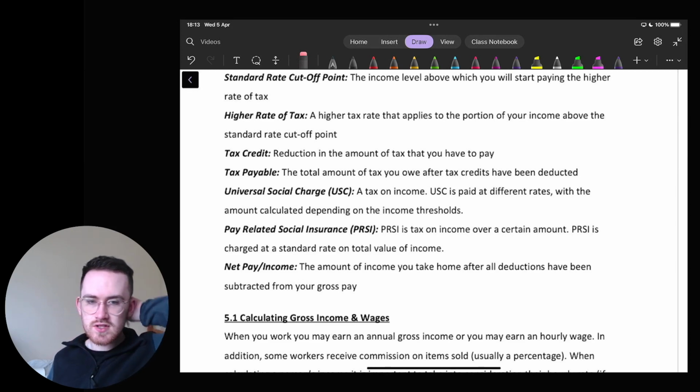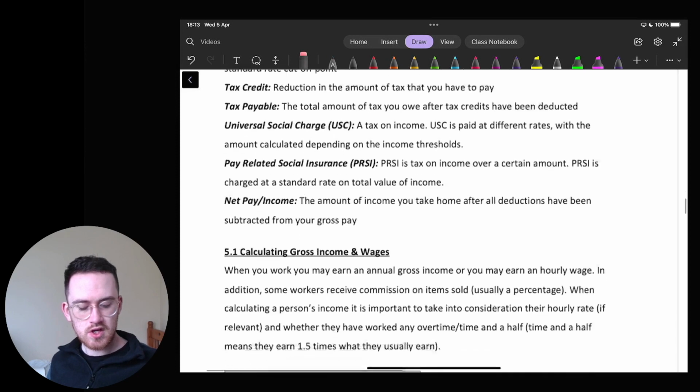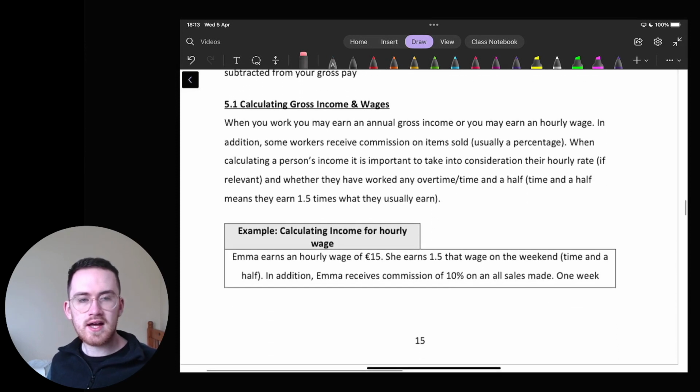So calculating gross income and wages, I suppose, is what we'll start with. When you work, you earn an annual gross income, or you may earn an hourly wage. It depends on the job, it depends on different things. In addition, some workers receive commission on items sold, and that's usually a percentage. So they might get 2% commission or 3% commission.